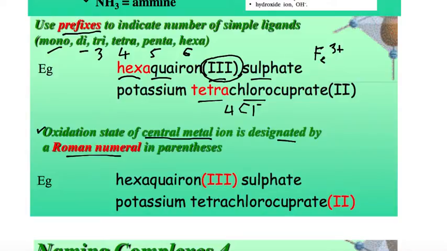More example, hexaaquairon(III), same example as above. Tetrachlorocuprate(III). Now, cuprate here refers to copper. I will come to that in a bit, and show you why we call it cuprate and not copper.